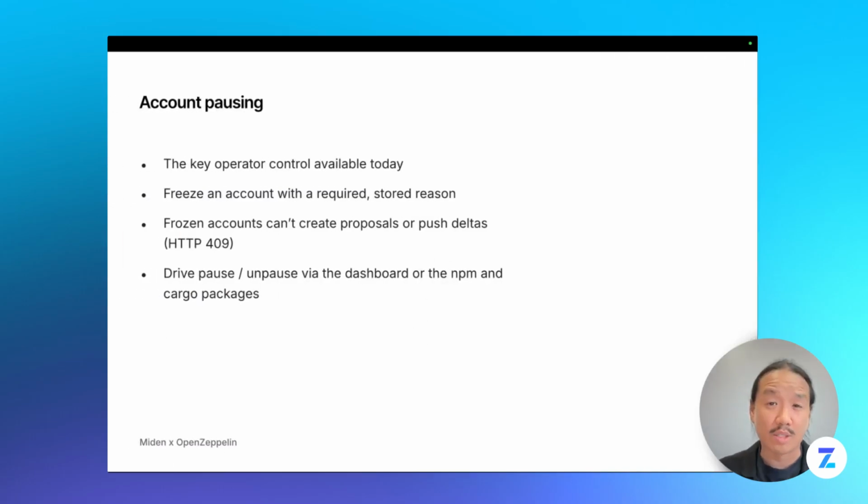Now let's go over account pausing a bit more. It's the key operator control available today. An operator with the right permission can freeze an account, and you're required to provide a reason when you do. That reason is stored and surfaced, so any attempt to act on the account knows why it was blocked. While an account is paused, it can't create proposals or push deltas. You can unpause the same way, immediately. Let's now begin to explore this pausing feature within the Guardian operator dashboard that Miden has built and others can choose to use or build their own.